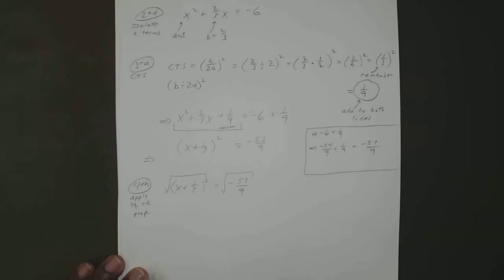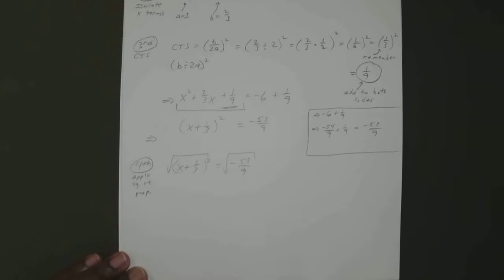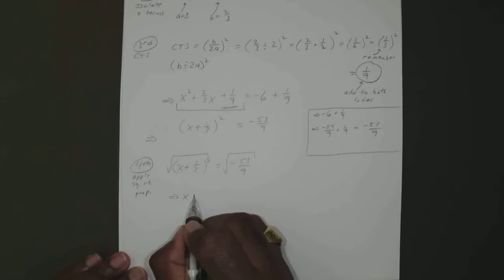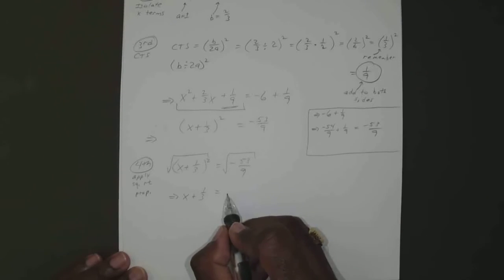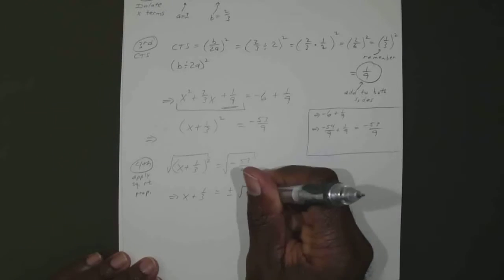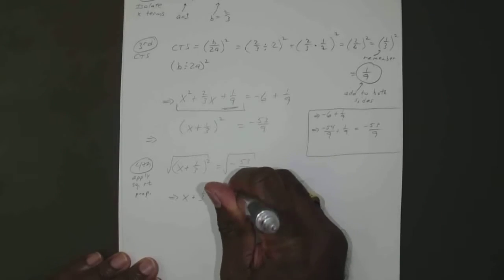Just square root both sides. Okay, so you know you have a negative square root, so you know you're going to end up with a complex answer, or a set of complex answers. The square and the square root cancel out. So you have x plus 1 over 3 equals plus or minus the square root of negative, actually might as well pull the negative out now. Say 53 over 9i.